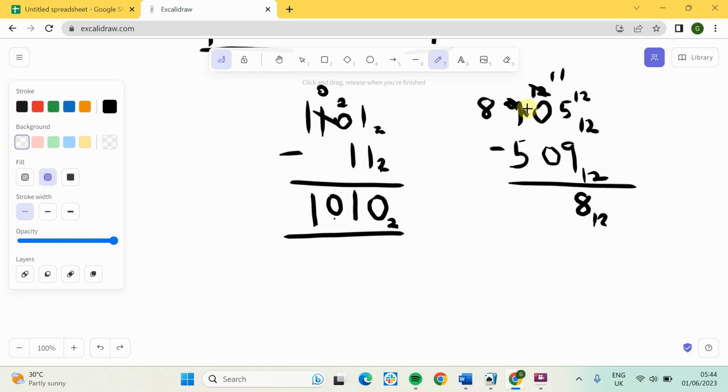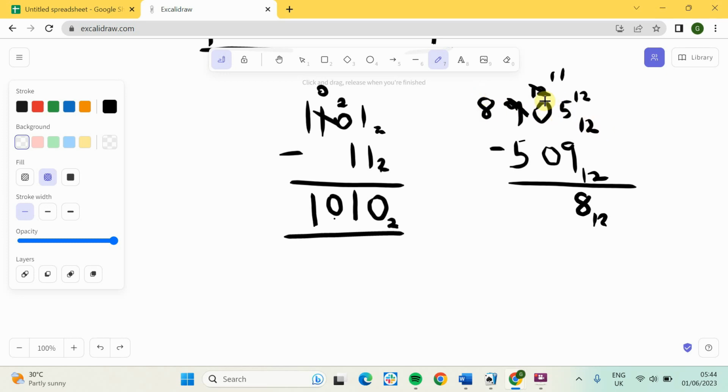So what did I do? Let me backtrack. I could not borrow 1 from this 0 because that was what? It was not a value other than 0. It was 0. So I had to go to the other one. So I borrowed 1 from this one, which is 8, right? And then I carried over because I'm working in base 12.